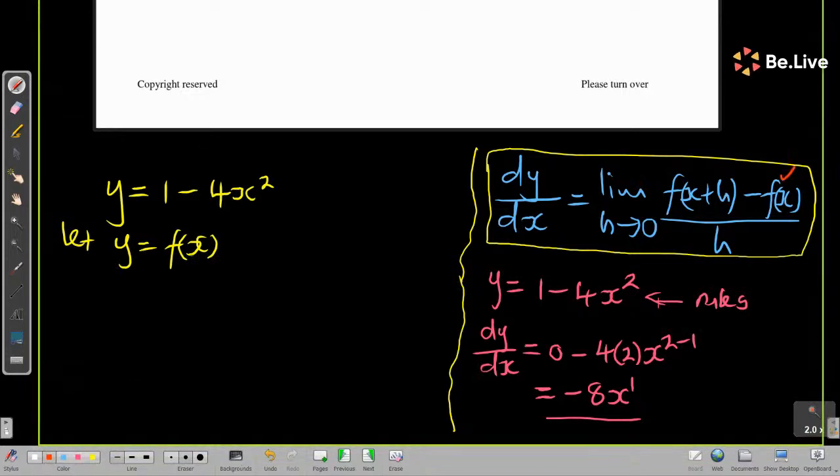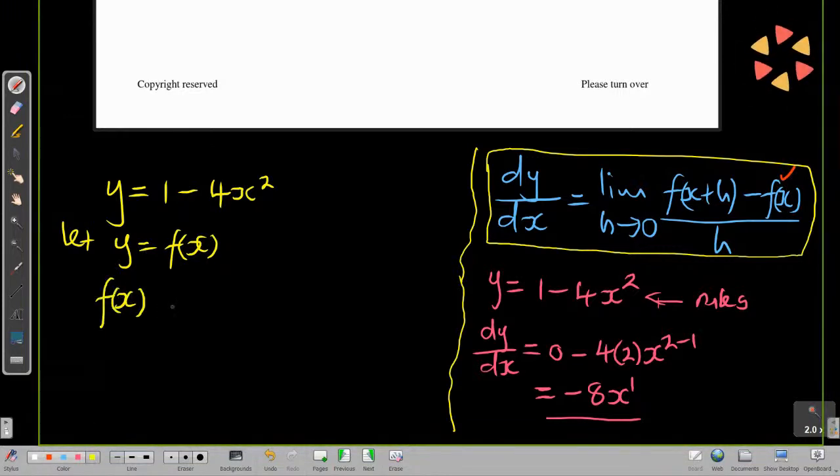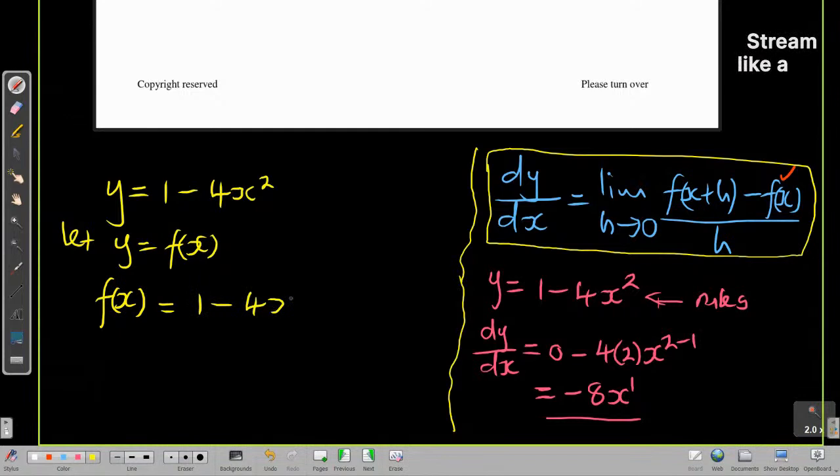So since my y is f of x, when I rewrite this, it will be f of x. You just say let y become f of x. So in this case, f of x is equal to 1 minus 4x squared. Where there was y, I just make it f of x. Now, when I've done that, this is the first part of the way to solve it.